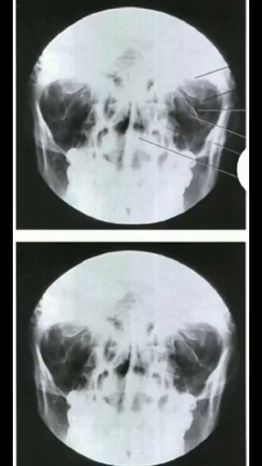Structures shown: a PA axial projection of each orbital floor and inferior orbital fissures is demonstrated between the shadows of the lateral pterygoid lamina of the sphenoid bone and the condylar process of the mandible.